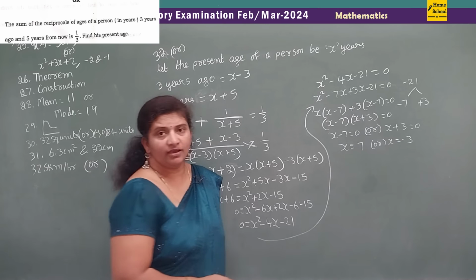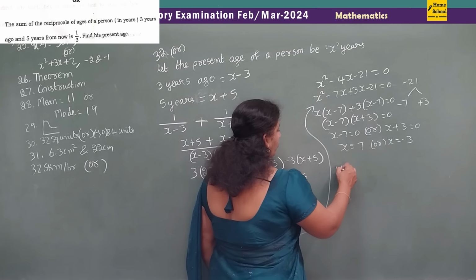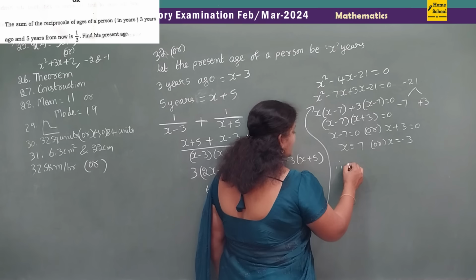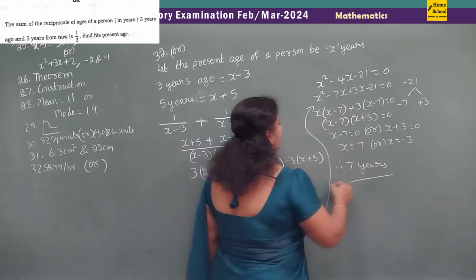See, here we are talking about age. Age cannot be negative. Therefore, the present age of a person is 7 years.